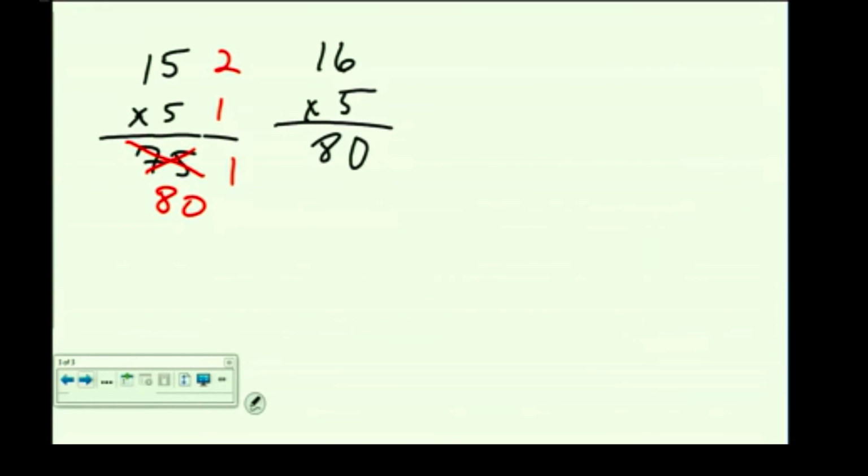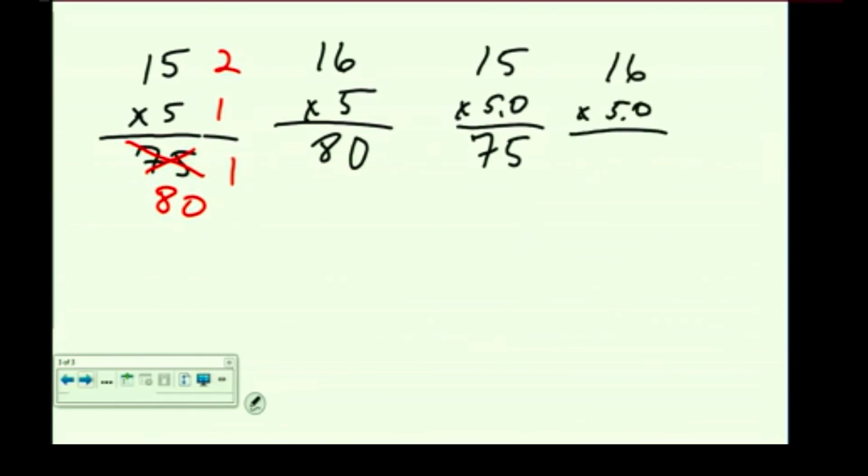If we change this and do 15 times 5.0, it becomes 75, doesn't it? And 16 times 5.0 becomes 80 with the decimal place. Doesn't it? Because this number was not very precise, I can't tell the difference here. But now when we make precise measurements, we can see that 15 times 5 and 16 times 5 are 2 different things.